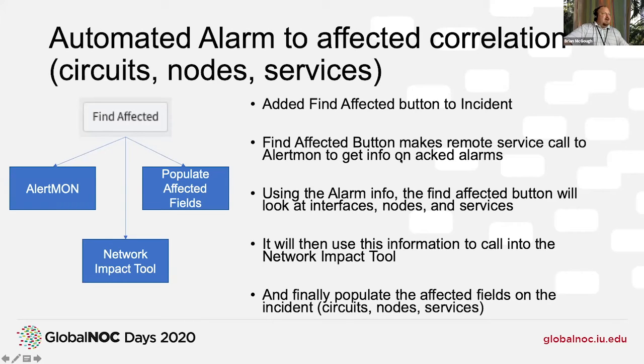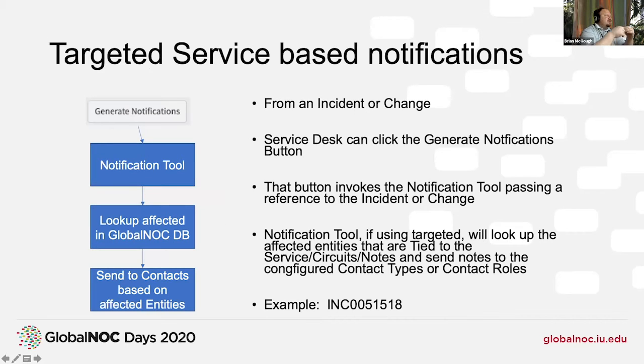Okay, so basically I think we've talked through all of this. The end result is that we populate the affected fields on the incident, and that's the circuits, the nodes, and the services. So all those three types of things are being returned from the network impact tool at this point, and we can turn those into basically the affected fields, which then drive the notification tool.